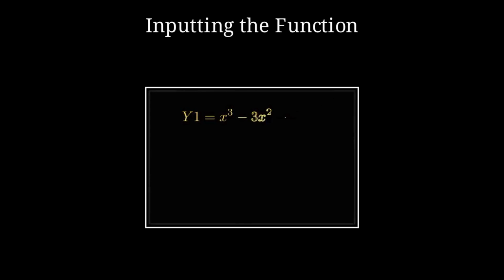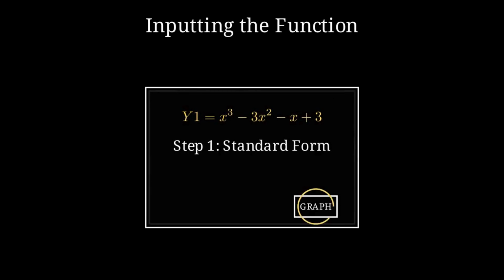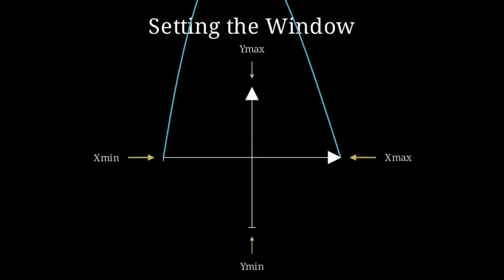First, ensure your equation is set to 0. Enter the polynomial into the y equals menu of your calculator. Accuracy is vital here. One wrong sign will shift the entire curve and give incorrect intercepts. If you can't see the intercepts, you must adjust your window settings.